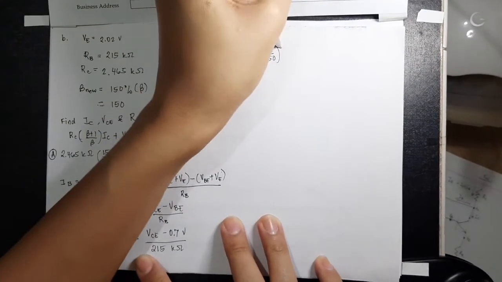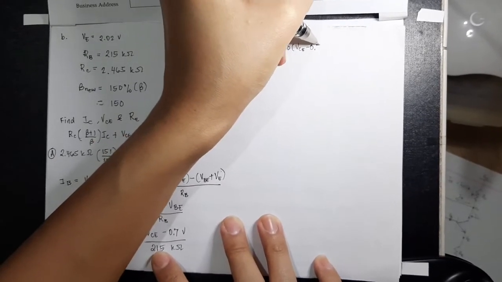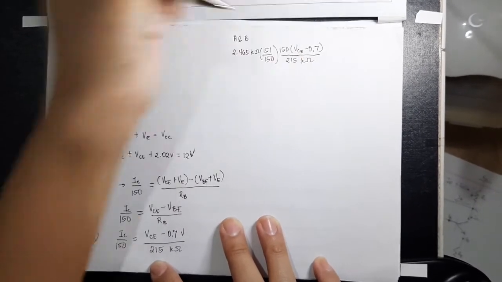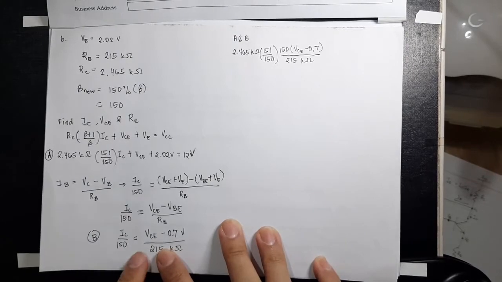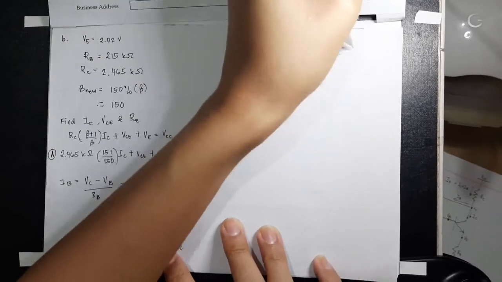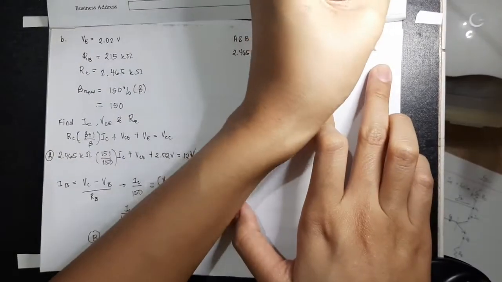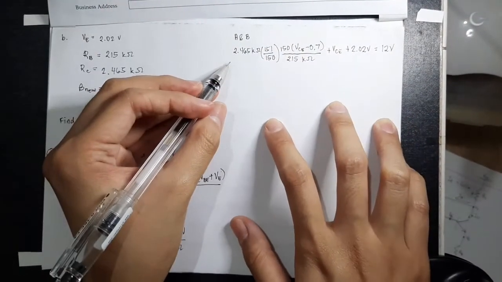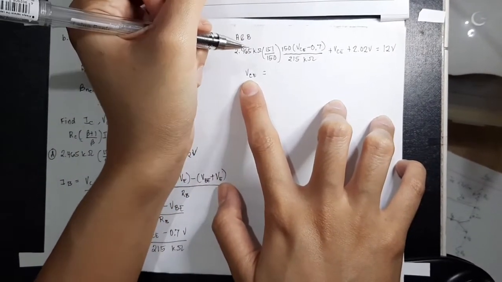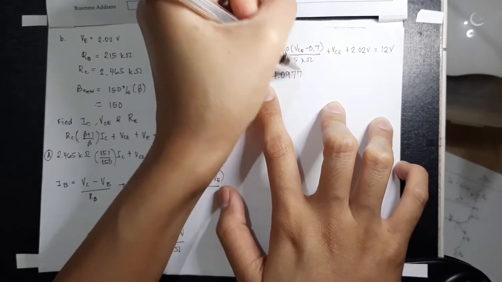So it's 150 times VCE minus 0.7 all over 215 kilo ohms. So, balik tayo dito. Plus VCE plus 2.02 volts equals 12 volts. So, using your calculator, we can find the value of VCE, and that is equal to, yung na-calculate ko ay 4.0977 volts.